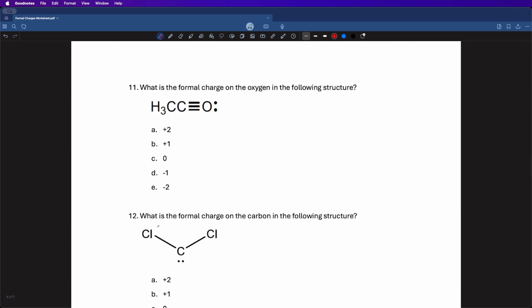The next problem, what is the formal charge on the oxygen in the following structure? So the oxygen they're obviously referring to, there's only 1 oxygen, is the one on the right. Well, we said oxygen likes to form 2 bonds, and if it has 1 more, or 3, it should have a formal charge of, well, 1 more, or +1. And in this molecule, oxygen has 3 bonds and 1 lone pair. And so really quickly, we can determine that oxygen has a formal charge of +1.